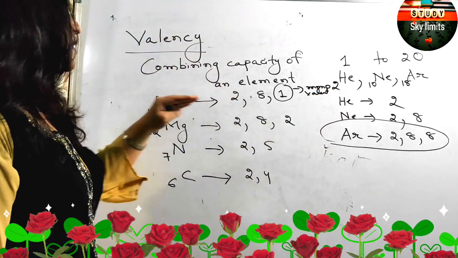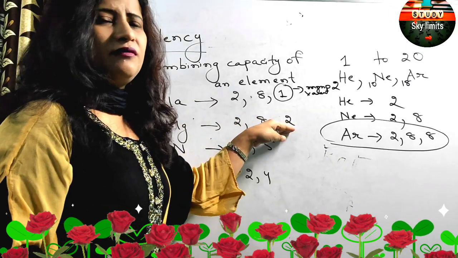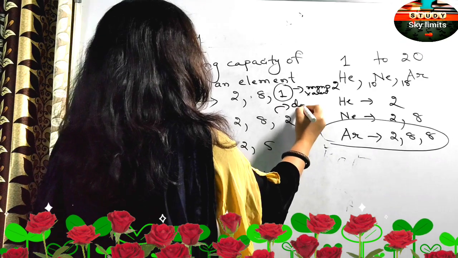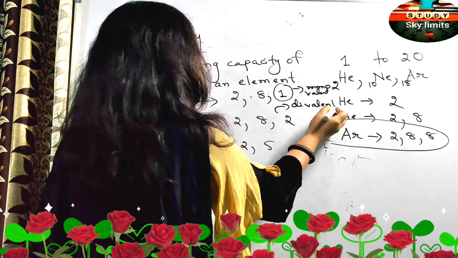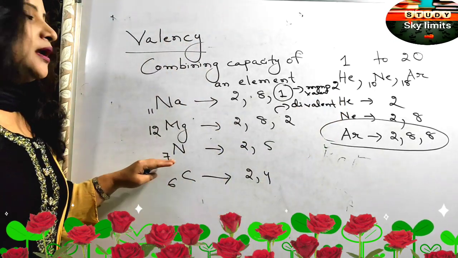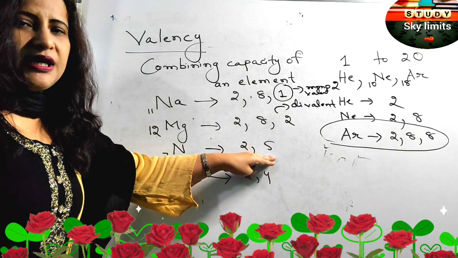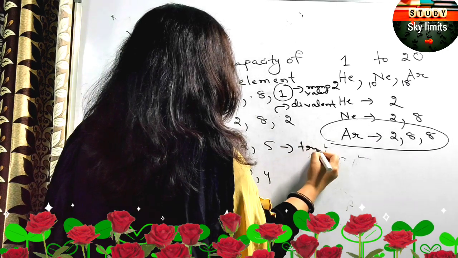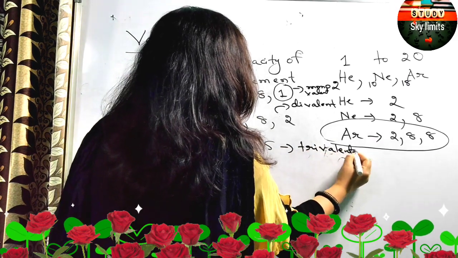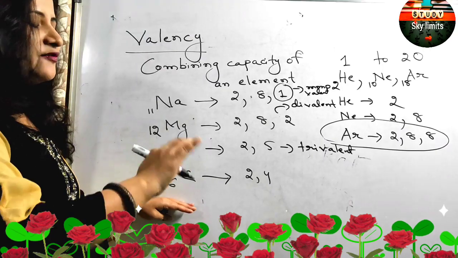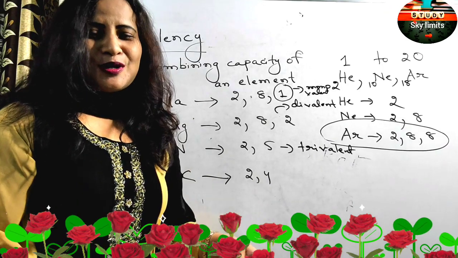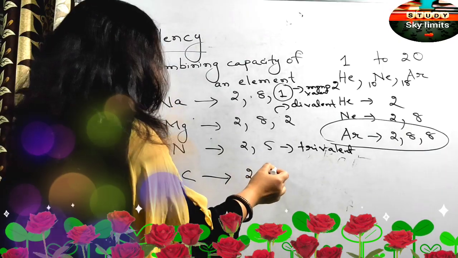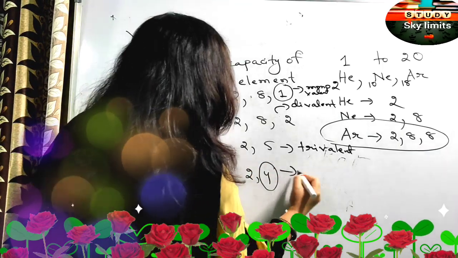What about magnesium? Magnesium, 2 electrons are involved. 2 electrons are lost, right? So, it is divalent. What about nitrogen? It needs 3 more electrons. It will gain 3 more electrons. So, it is a trivalent element. Now, what about carbon? You must be thinking whether carbon will lose or gain electrons. So, basically it enters into covalent bonding only, okay? So, 4 electrons are shared. So, it is called tetravalent.